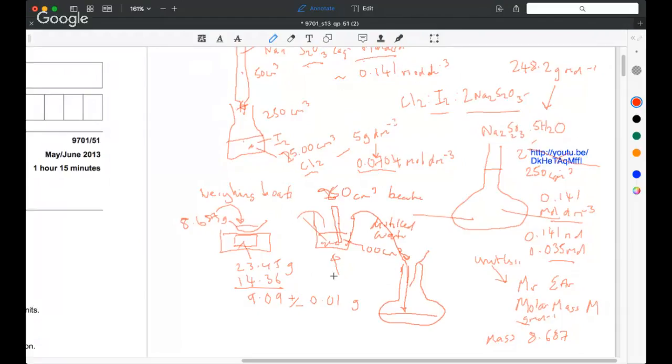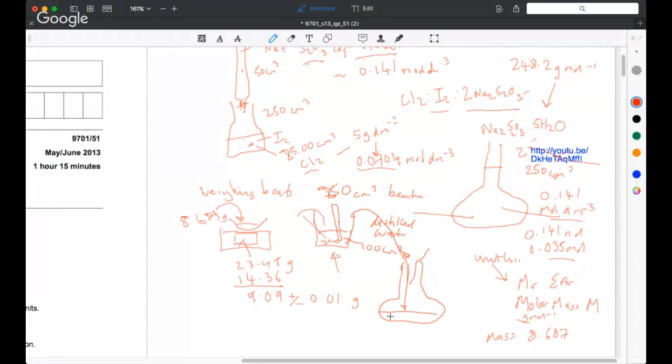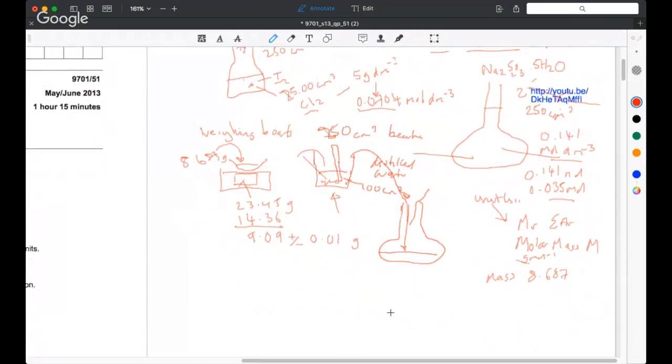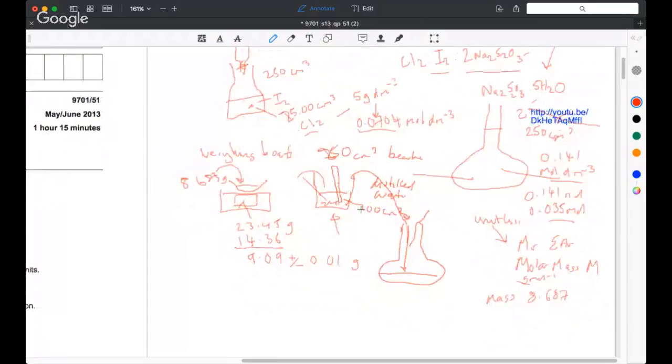And so once you've poured in that 100 centimeters cubed, what I would do is then get that squeezy water bottle and rinse out the beaker and pour it through, and then rinse out the beaker and pour it through. So you rinse out the beaker three times to make sure that everything that was dissolved up eventually ended up in solution down here. Now, so you've rinsed out the beaker three times.